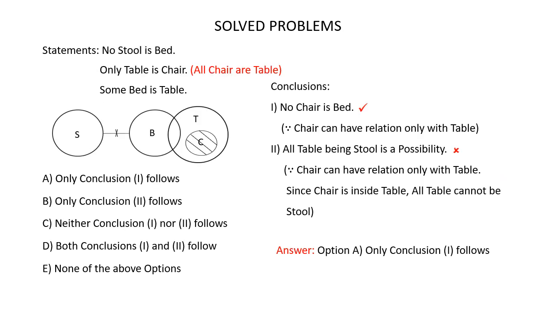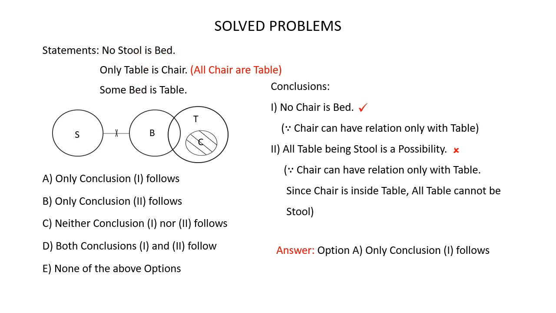In this question, you are given 3 statements and 2 conclusions. Let's find out which of these conclusions follow from the logic given in these statements. The statements are: no stool is bed, only table is chair, some bed is table. Now let's draw a Venn diagram for these statements.